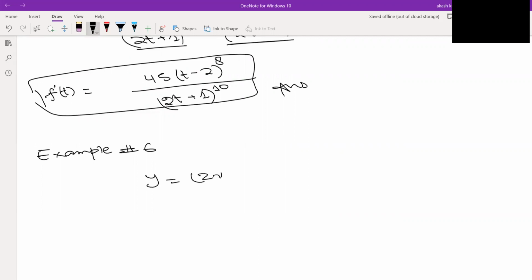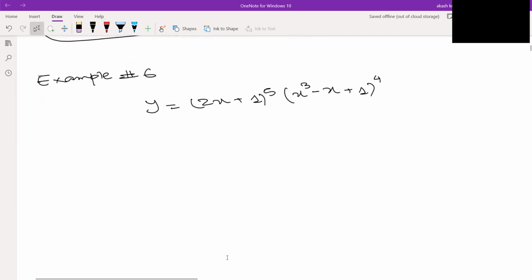y equals (2x plus 1) whole power 5 times (x cube minus x plus 1) whole power 4. This is the question, and we have to differentiate it.